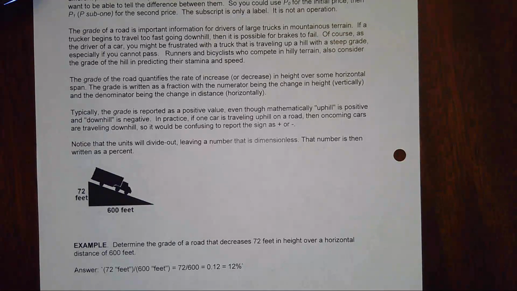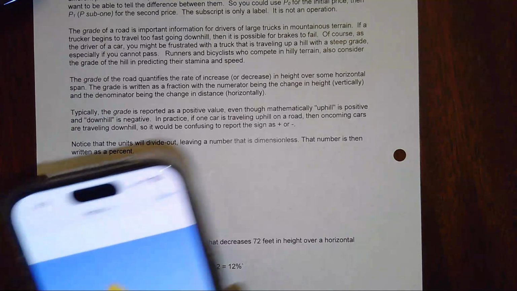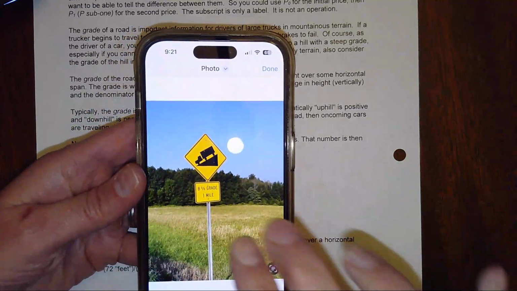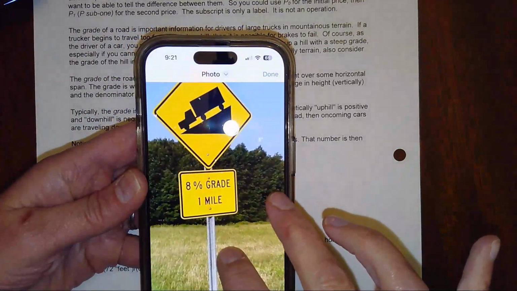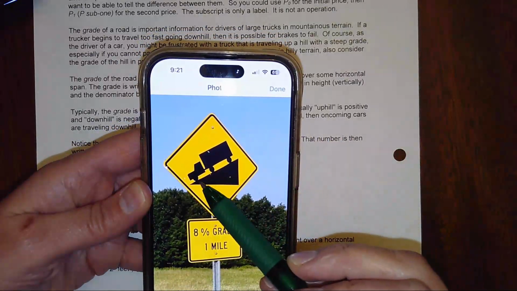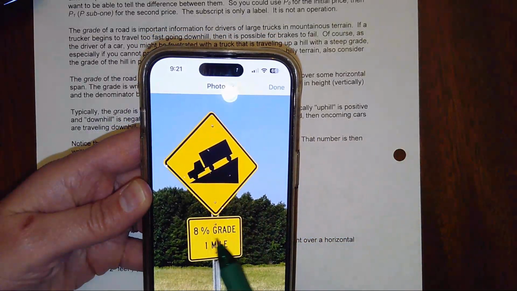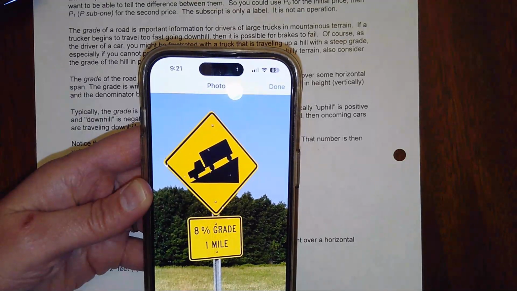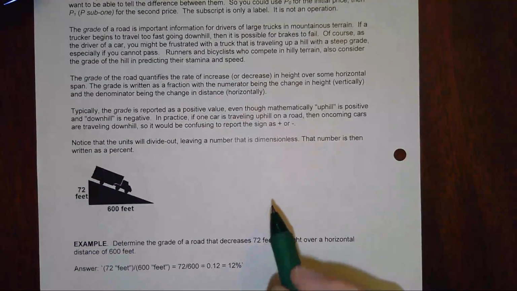Here, let me see if I can find one. I was running over the summer, and there was a nice road grade sign. Let's see, right here, just like this. This was up near Branchport when I was running. So you see this truck, and it's going downhill, and that says 8% grade for 1 mile. Okay, so what does that mean? Let's look at this.